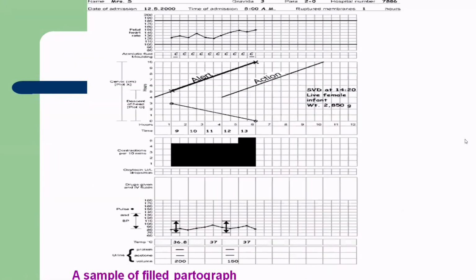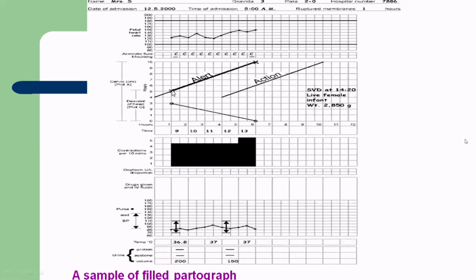Okay, so this is the filled partograph. Here you can see, the first plotting should always be on the alert line, not on the left side. When this patient arrived, this is the cervical dilatation denoted by the cross. She was 4 centimeters dilated, and this is the time, 9 a.m. This is the first hour. So the first plotting was on the alert line.